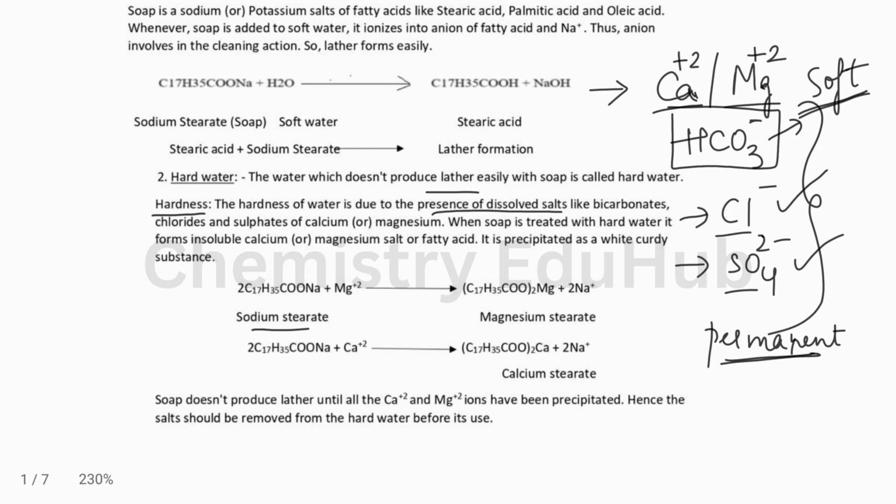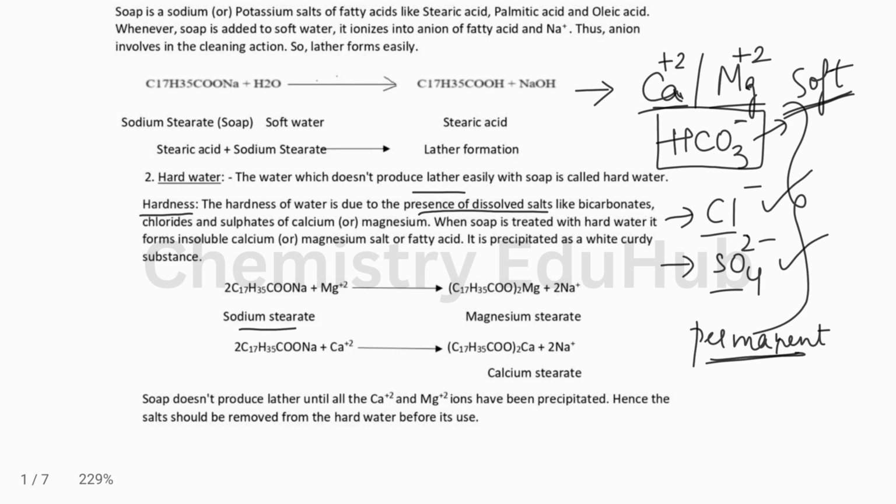There is sodium stearate soap. Whenever it is treated with magnesium ion, it forms magnesium stearate by replacing the sodium ion. Similarly, when soap is treated with calcium, it forms calcium stearate replacing the sodium ions. So soap doesn't produce lather until all this calcium or magnesium is removed from the water. Hence the salts should be removed from the water in order to make it soft and potable for use.